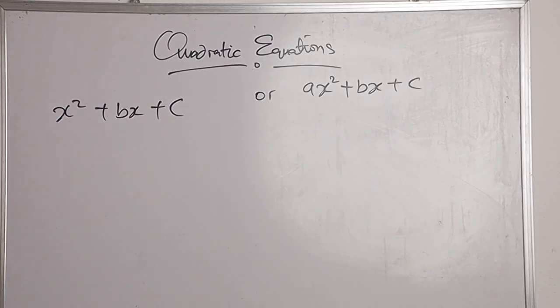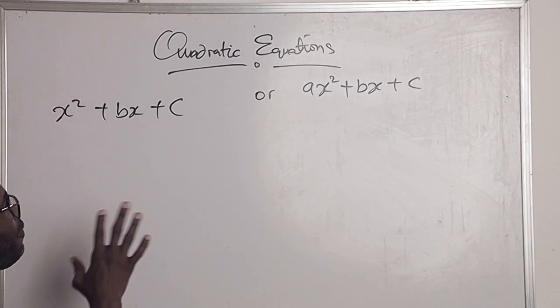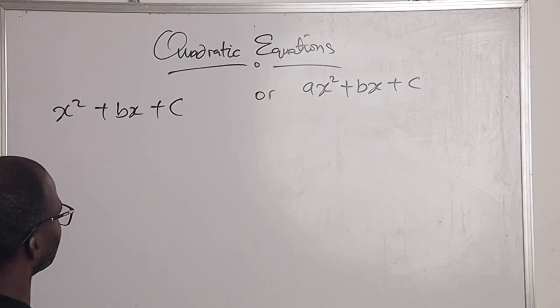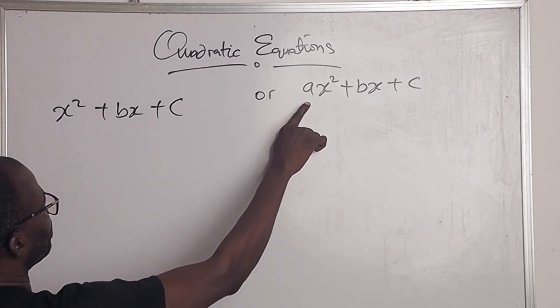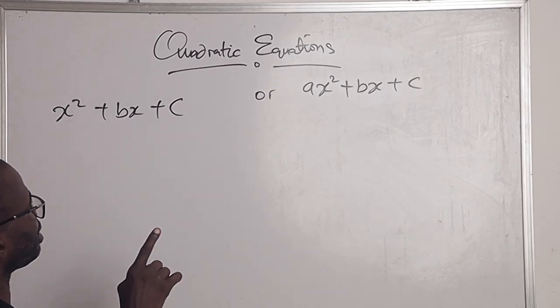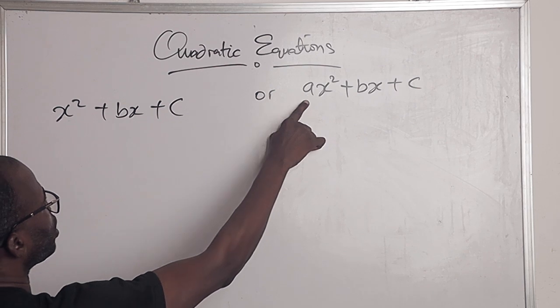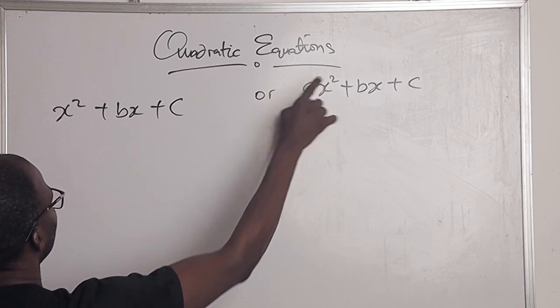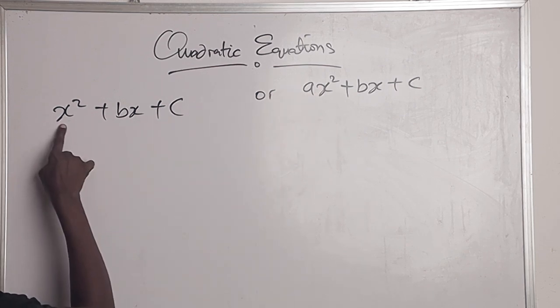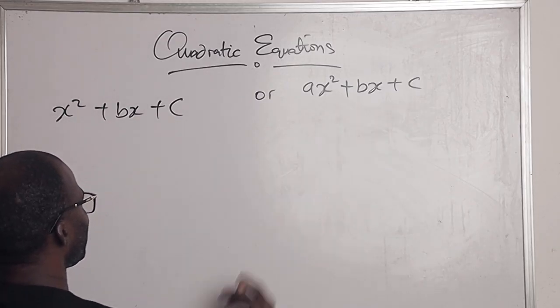How do I mean about that? We have basically two angular views of quadratic equation. This a that you have here, it is assumed that it is equal to 1. So if it is 1 times x raised to power 2, it is also the same as this. True or false? True.